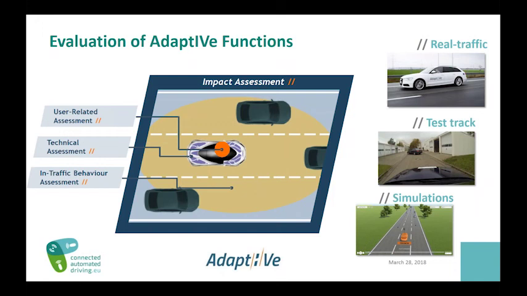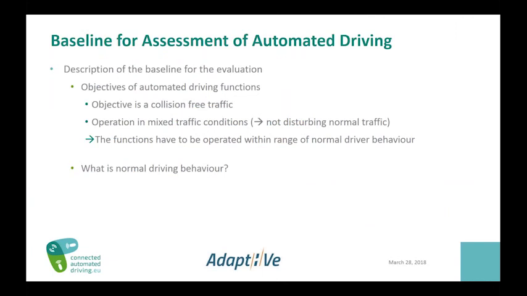In the Adaptive project, we had different prototype vehicles which were available with very different functions. We had, as you can see here in this picture, for example, a highway chauffeur, so a level 3 highway automation function, or we had a valet parking function, which you can see. And we tested within Adaptive in simulation, on special test tracks, but also in reality. And we tested different methods, and we collected different data.